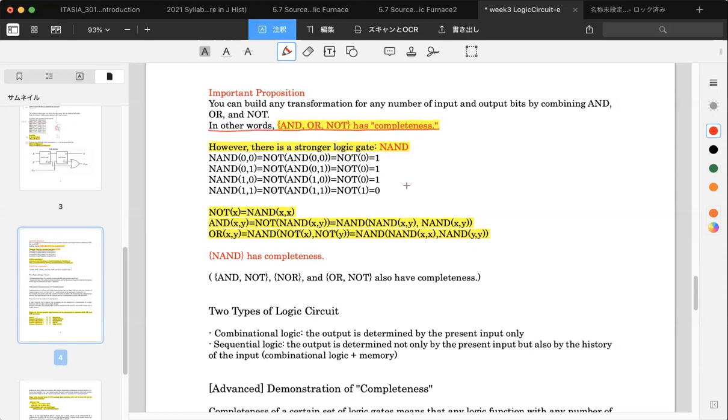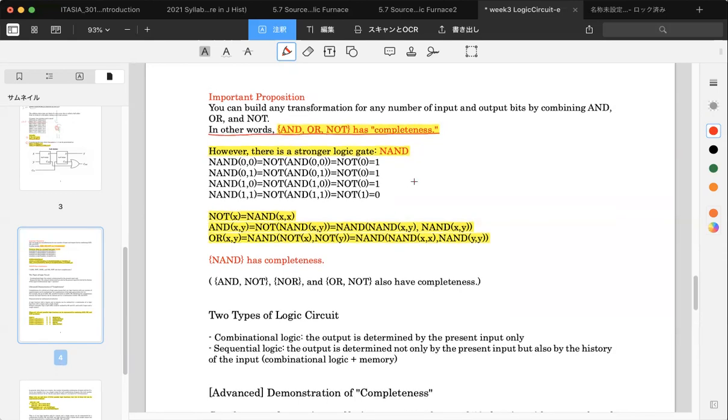But actually there is another, even stronger logic gate, which is NAND. Briefly speaking, since we have proved that AND, OR, NOT has completeness, if we can find any other expression which can express the same as these three logic gates, then we get an even stronger logic gate. And that's the case with NAND.